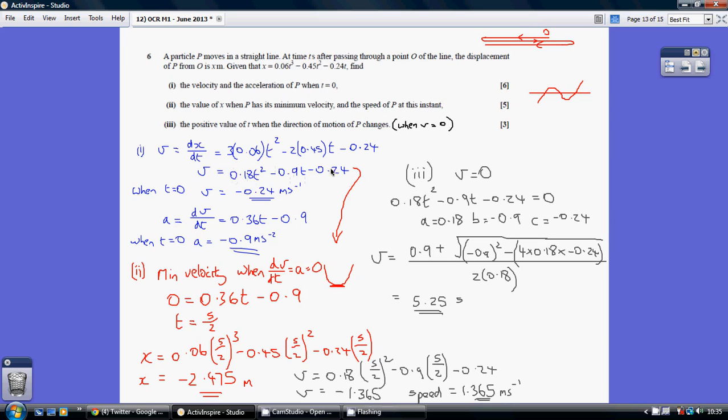So we need to solve this quadratic equaling 0, so we just use our quadratic formula. So a is 0.18, b is minus 0.9, c is minus 0.24. Pop that into the quadratic formula. We only want the positive value, so that's why I haven't got plus or minus here. I'm just having the plus option, and popping that into a calculator, we get 5.25 seconds.